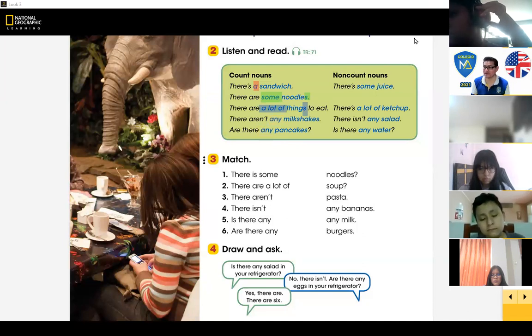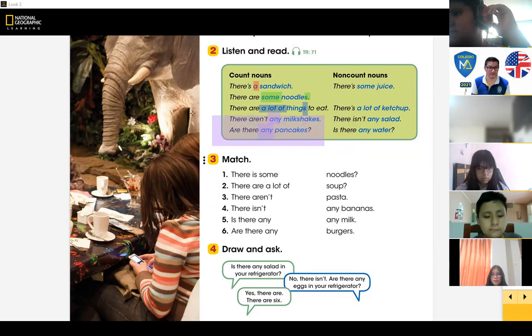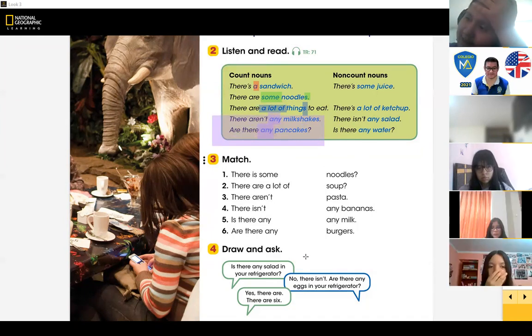Como en este caso. Ahora vamos a cambiar el color. Le vamos a poner purple. Ahí está, ¿no? Negativo, there aren't any milkshakes. Pregunta, are there any pancakes? ¿Hay pancakes? Entonces recuerda, any para negativos y preguntas. Ya, eso es siempre, ya sea contable o sea incontable. Siempre el any se utiliza de esa manera.